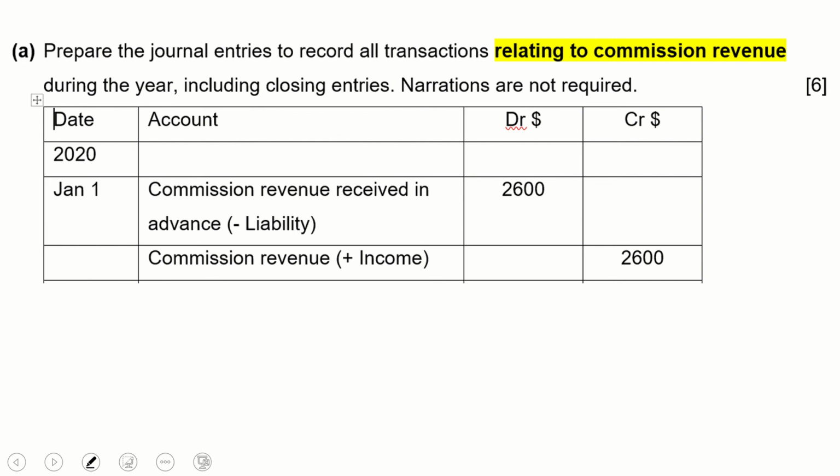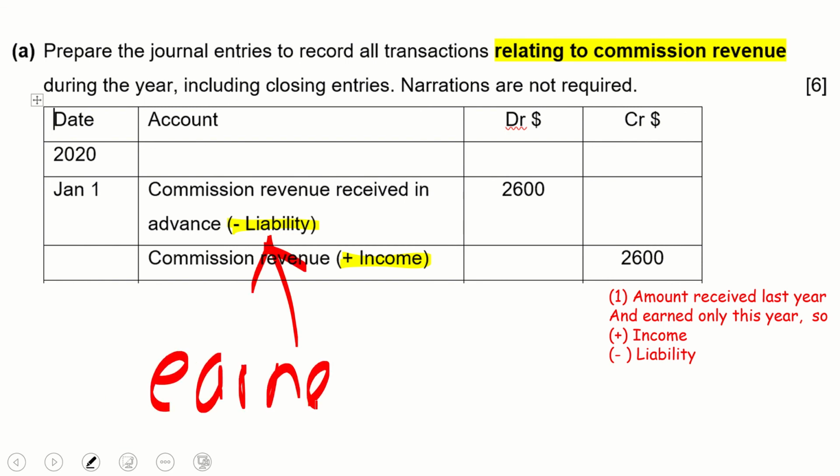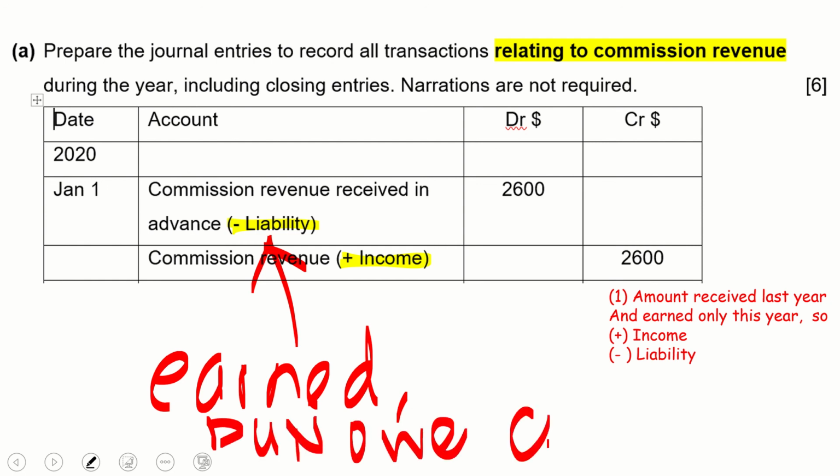Since we work and we earn this amount, we will record commission revenue plus income, because we will earn this amount. And we will record minus liability. Why do we minus liability? Because we have earned the income. We earn the income, we do not owe the customer anymore. There's no liability, we minus away the liability.